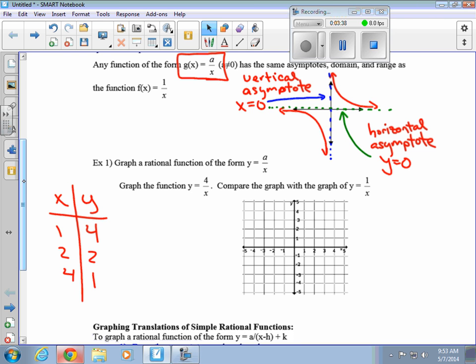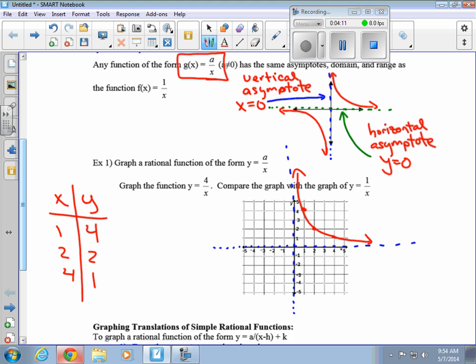Because I know that I'm going to have a horizontal asymptote here, right? And I will have a vertical asymptote there. They will never touch those. They will never cross those lines. So now we got to plot some points. All right, so we have 1, 4. We said we have 2, 2. And we have 4, 1. So there's that half of it.